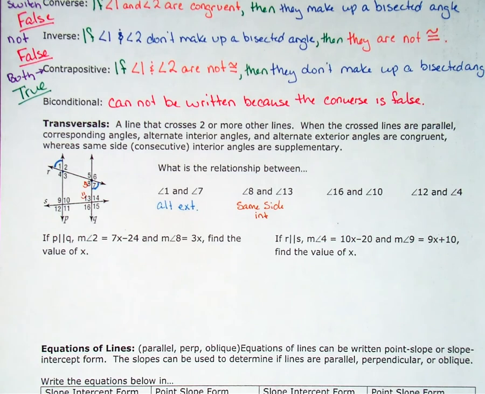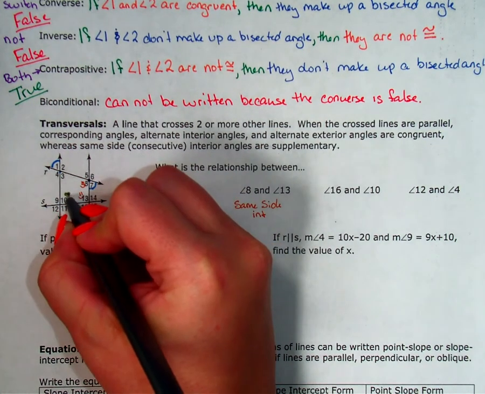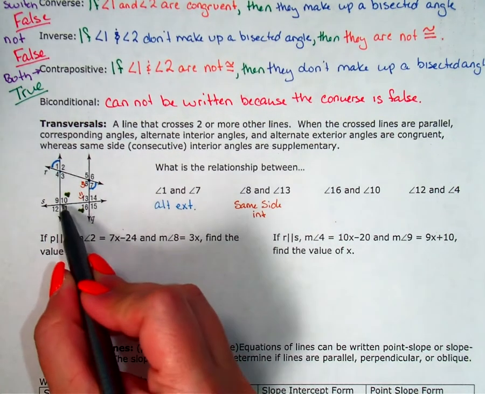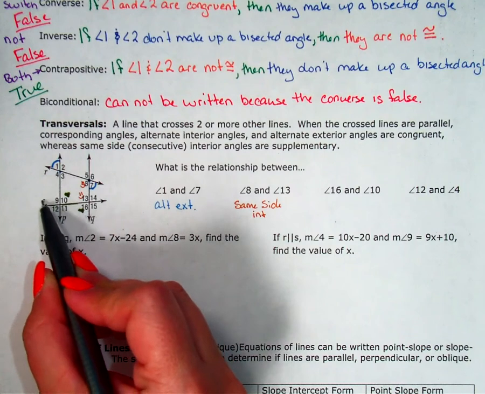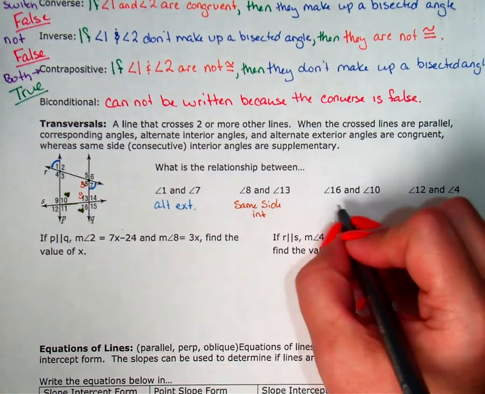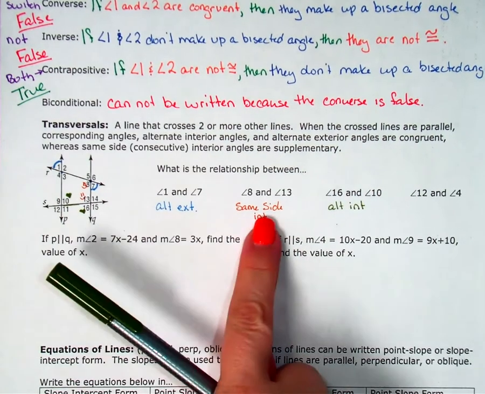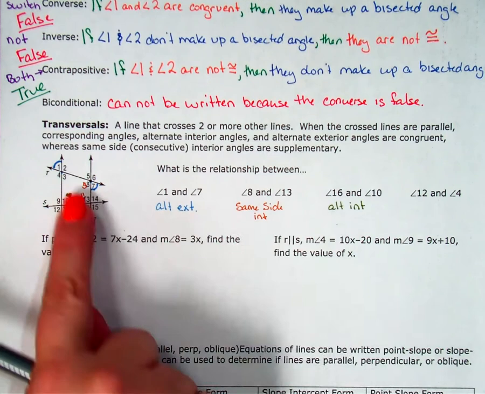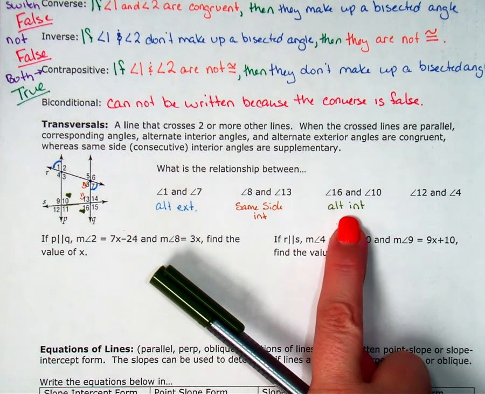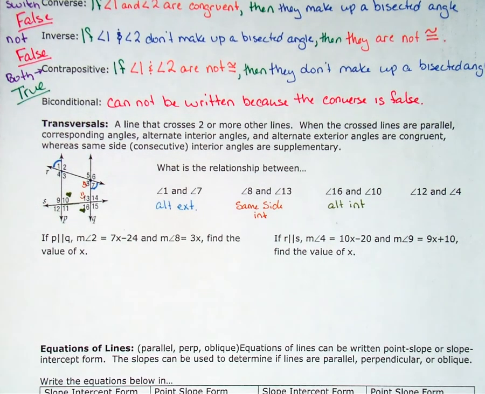Okay, 16 and 10. For 16 and 10, this one here, put a little heart, and this one here. Those two angles, to get from one to the other, I have to drive on line S, and they're in between my two lines and on alternate sides of line S, so these are alternate interior angles. And again, we can't say if these are supplementary or congruent because we haven't been told any lines are parallel.